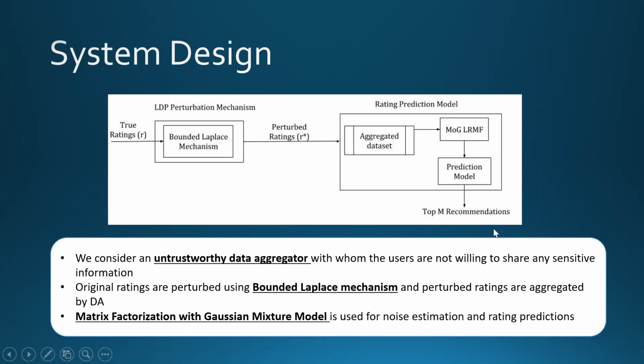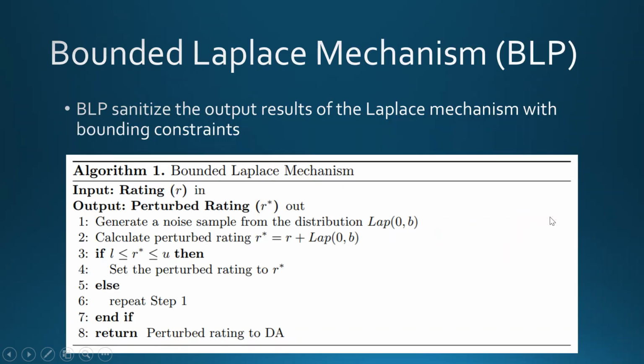At the data aggregator side, we do the rating prediction. For that, we use a matrix factorization method with a Gaussian mixture model. What it does is estimate the noise that is added to the original rating, and at the same time it also does the rating prediction. At the end of the day, this rating prediction model will give recommendations to the users.